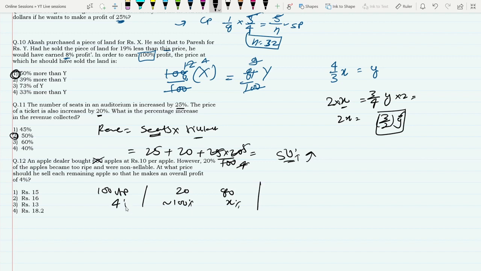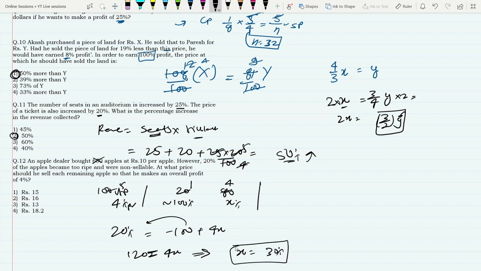Overall, I want 4%. Can you put them in ratios? This is 1, this is 4. So you can directly equate 4 into 5, 20% I'm looking for earning, minus 100 plus 4. Transfer this. 120 is equal to 4x. That gives me x is equal to 30. I must earn 30% profit. So if the price of a single apple was 10, I plan on earning 30%. So I must be able to sell it for rupees 13.